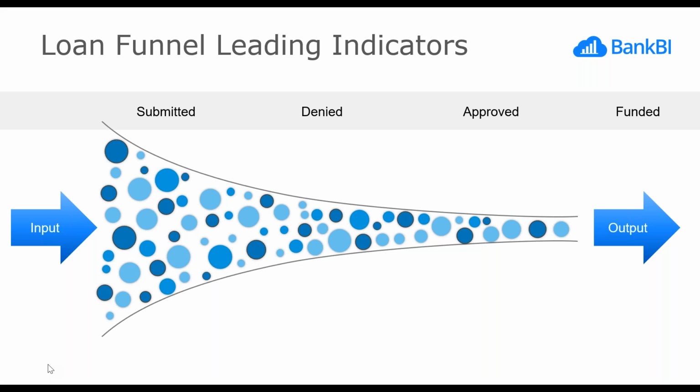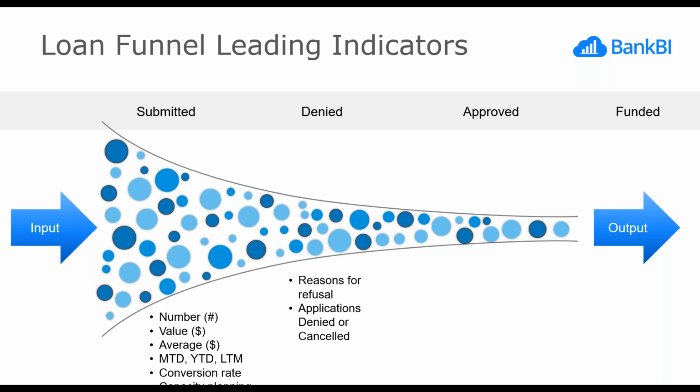At this stage, what we're really talking about is monitoring and capturing the number, counting the number, assessing the value of the loan applications, working out the averages. And we're really looking to be able to then see that on a month to date, year to date, last 12 months basis. And this gives us the ability to see things like our conversion rates, how many loans that were submitted were subsequently approved and funded. It also allows us to dig into some of the reasons for denial.